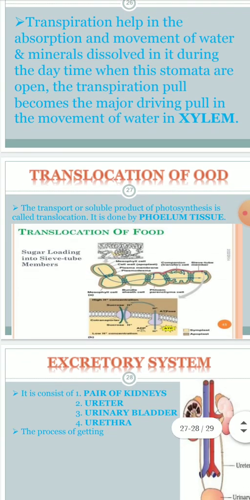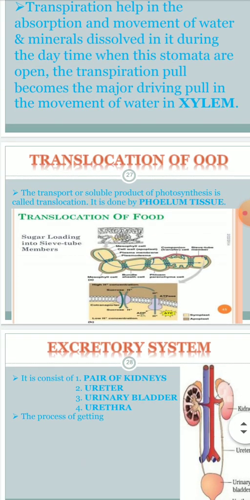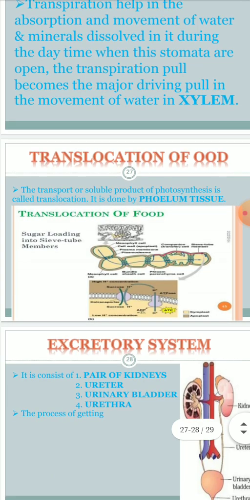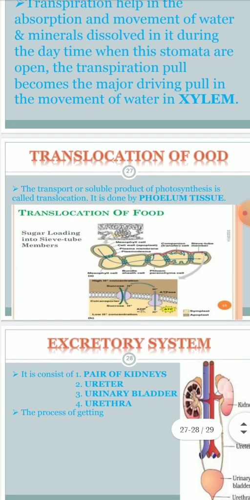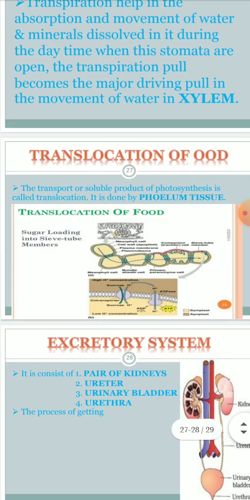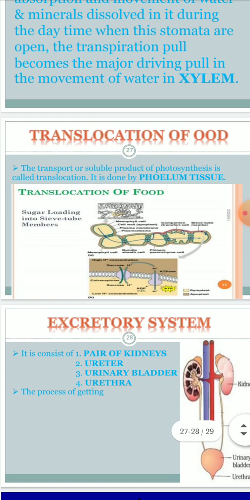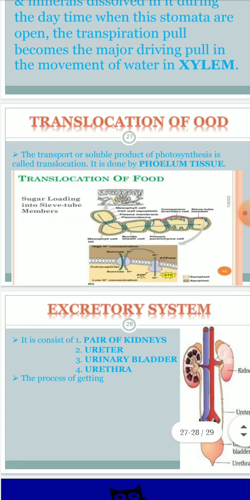Then translocation of food. How does food translocate? The transport of soluble products of photosynthesis is called translocation. It is done by the phloem tissue. So this is the process of how the translocation of food is done.